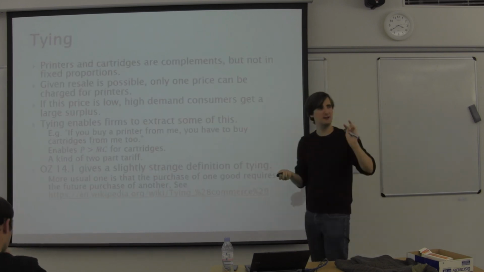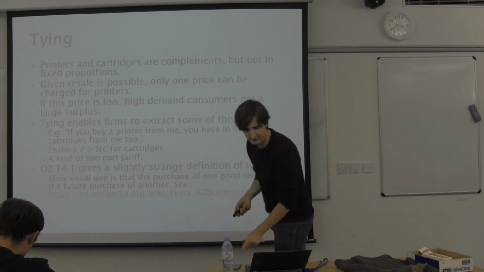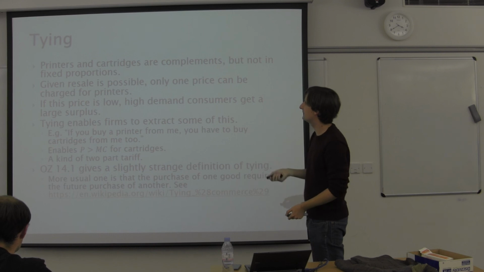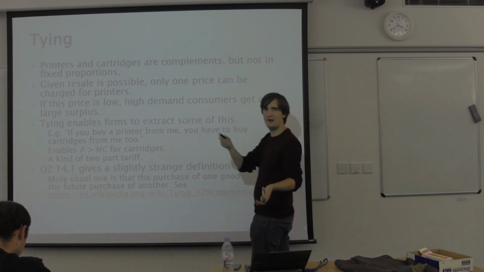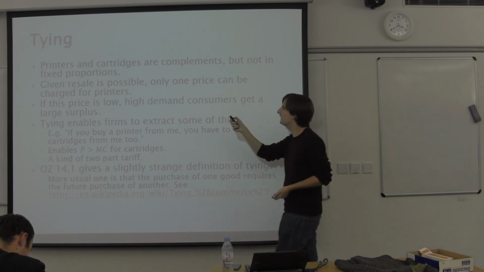Okay, so that was our 3 types of price discrimination, first, second, and third. In the last few minutes of the lecture, I want to talk about a few other types of price discrimination. The first one is tying.